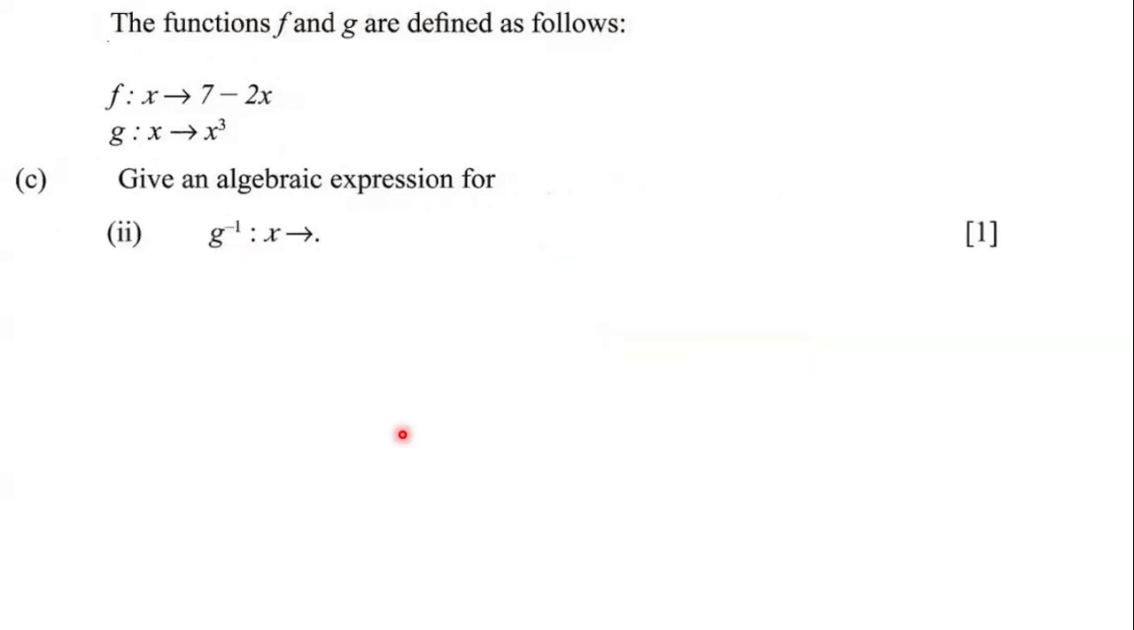All right, next we have to determine g inverse of x. And so here we have the function g of x, and that's equal to x cubed. The first thing we're going to do is set this g of x equal to y. So we have y is equal to x cubed. Next, we swap x and y. So we put x on this side and y on this side. And then we solve for y.